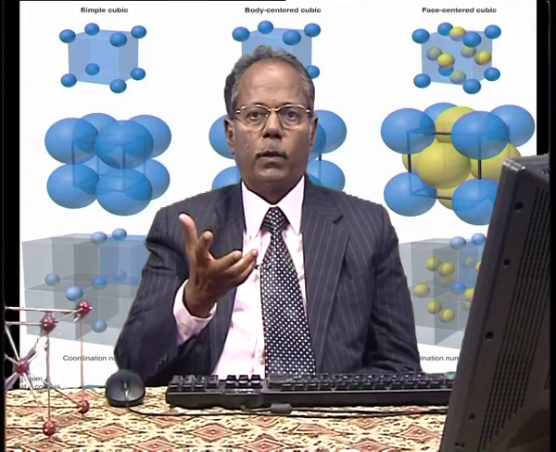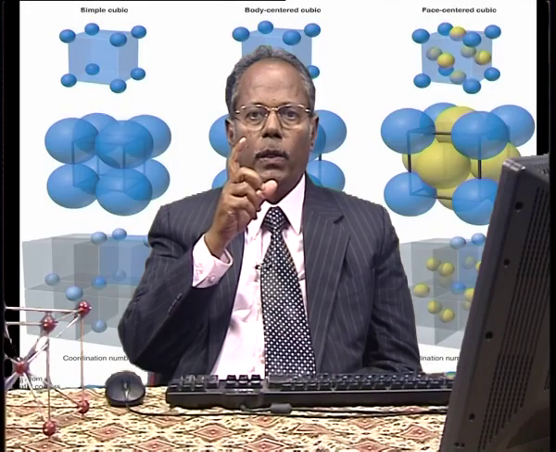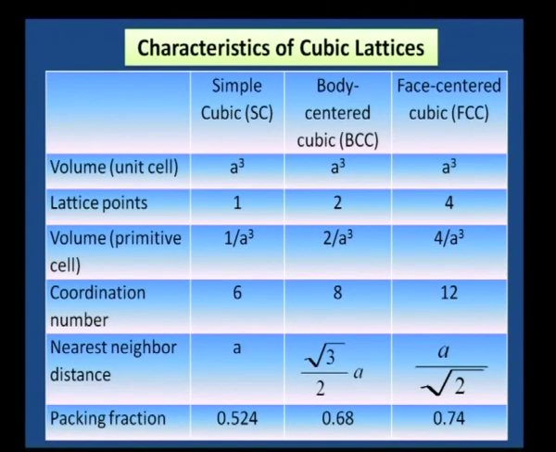So, the volume of the unit cell should be the same, a cube. The number of lattice points associated with simple cubic is 1. For body centered cubic it is 8 into 1 by 8 plus 1, that is 1 plus 1, 2. In the face centered cubic you have 6 faces and 8 corners. The contribution from 8 corners is 8 into 1 by 8, and the face centers contribute half each, 6 into half. So, 1 plus 3 is 4. The number of atoms associated with every FCC unit cell will be 4.